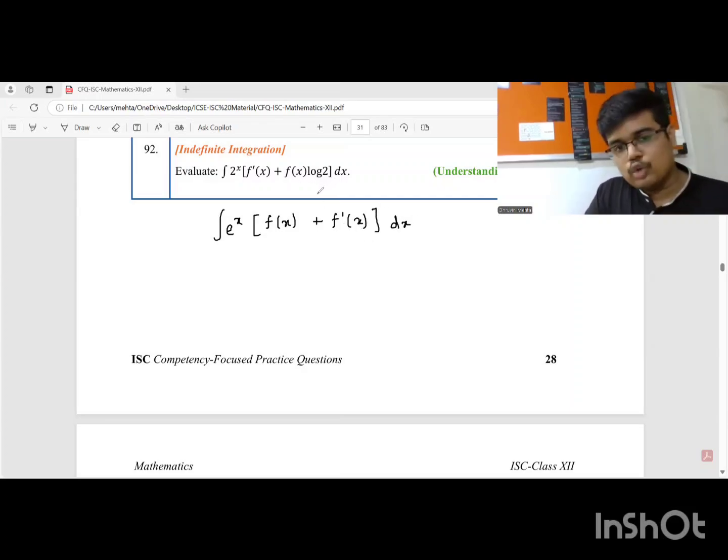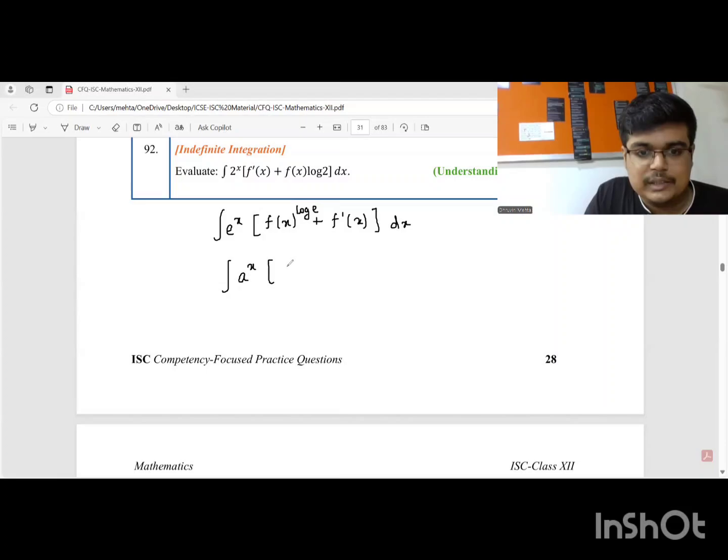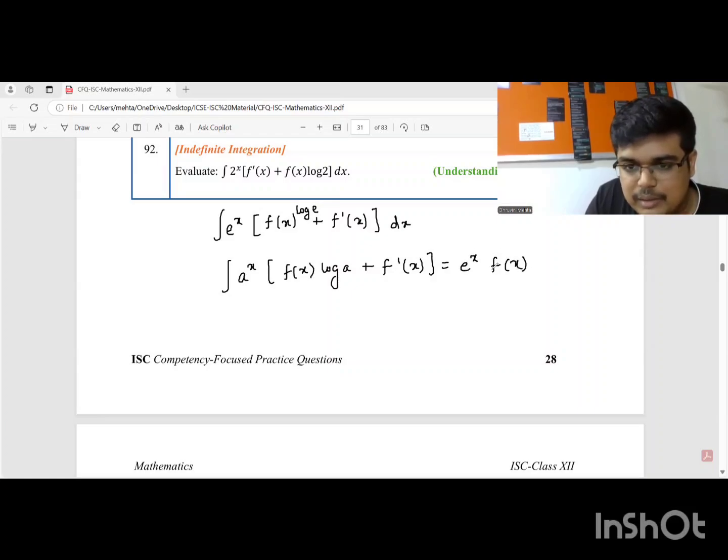If you're wondering what is this log 2 doing, the thing is actually in this formula, teachers might not have told you. Even I did not tell it to my students earlier. We have a hidden log e. We never discussed about it because log e is 1. At this point, we need to discuss about it. In general, the formula is integration a raised to x, f of x into log a plus f dash x is basically a raised to x into f of x. My bad, in this case, it will be a raised to x into f of x.